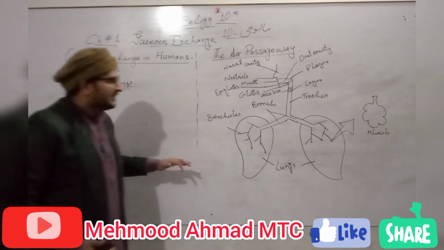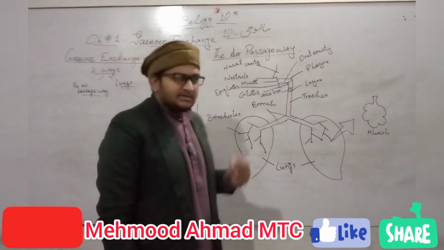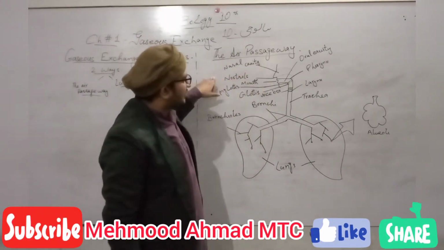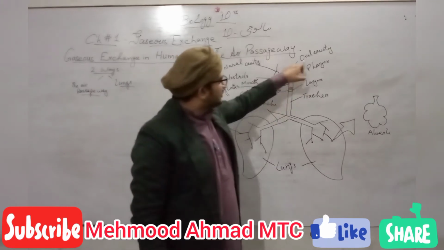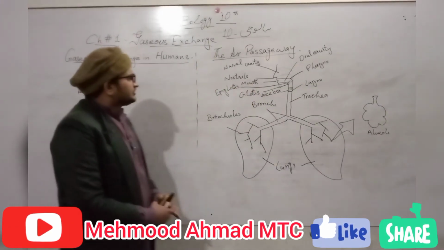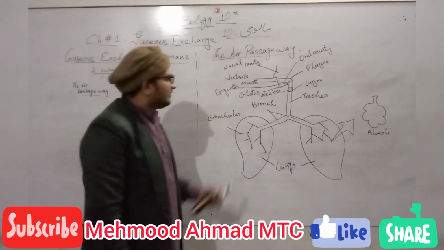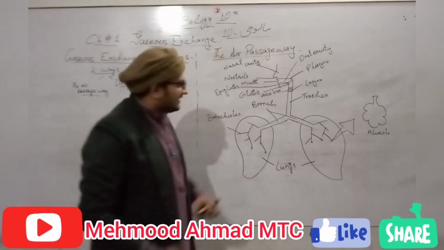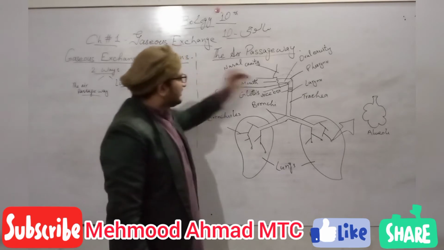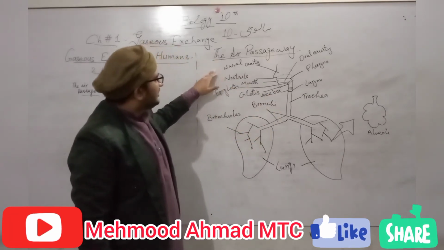But from where does the gas enter a human being? There are two ways. One is the nasal cavity, from the nostrils, and the other is the oral cavity, from the mouth. This is the diagram of the respiratory system of a human being, or the air passageway. Let's start with the first one, the nasal cavity.